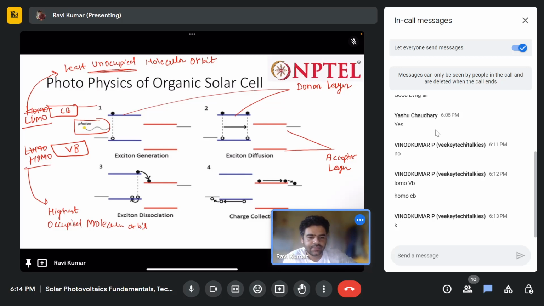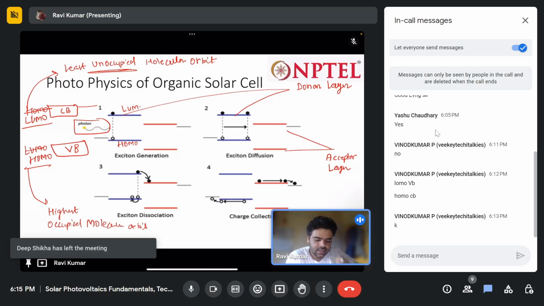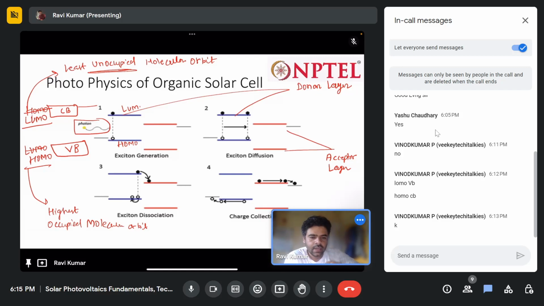So let's come to the point. What happens when a photon strikes the surface of which layer? Donor layer. The charge carriers from this HOMO go up to LUMO. Why? Because it is absorbing some energy from the photon. So by absorbing this energy, it goes up, but there is some distance which it needs to travel.